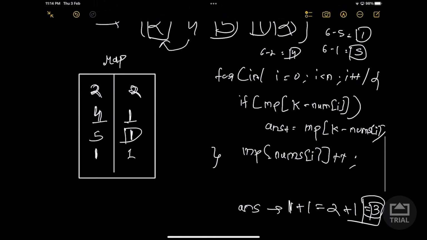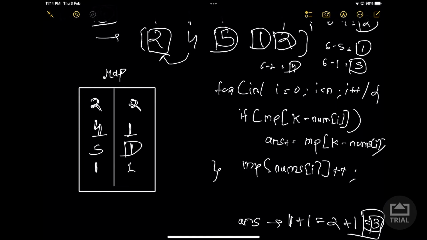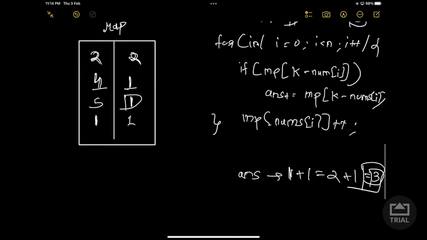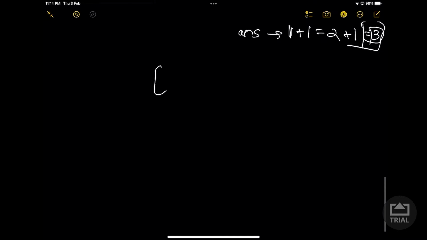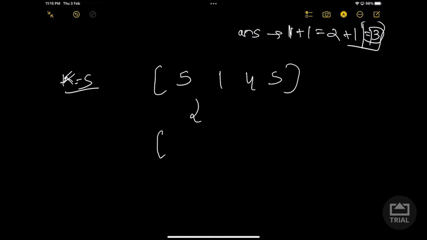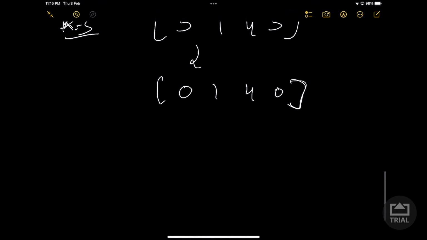So this is the way in which we can use a map to count the pairs. And yes, there is an edge case. Suppose there is an element in our array, like suppose k is 5, and suppose these are some of the elements: 5, 1. So k is 5, and after taking the mod, it will reduce to this. Okay, so there are two zeros present.